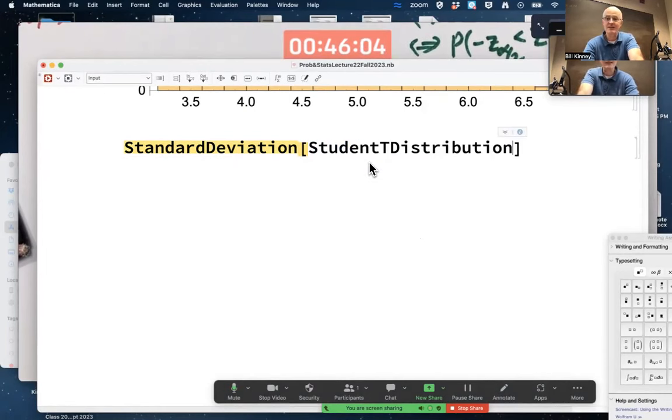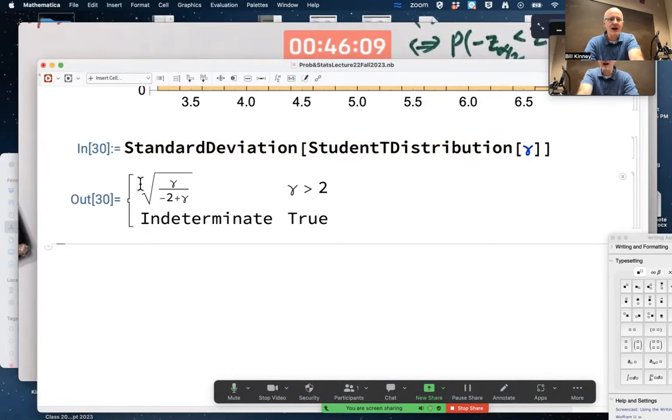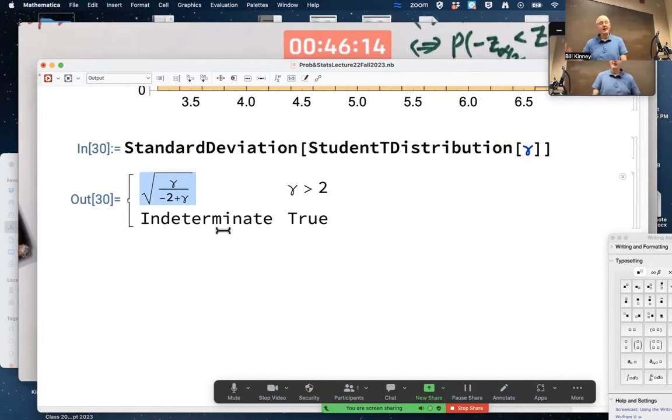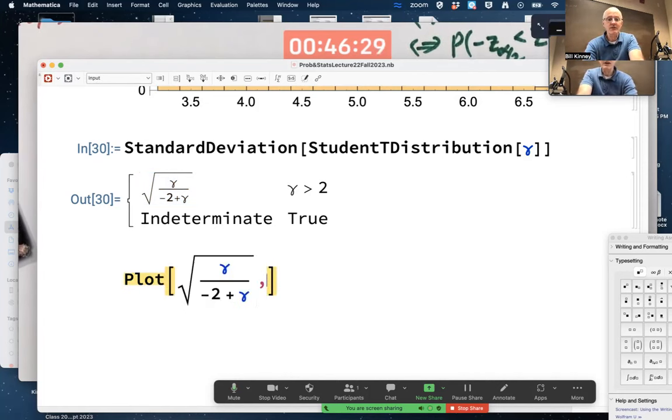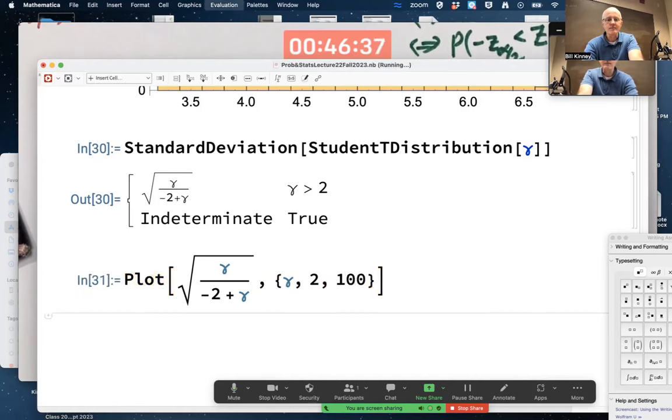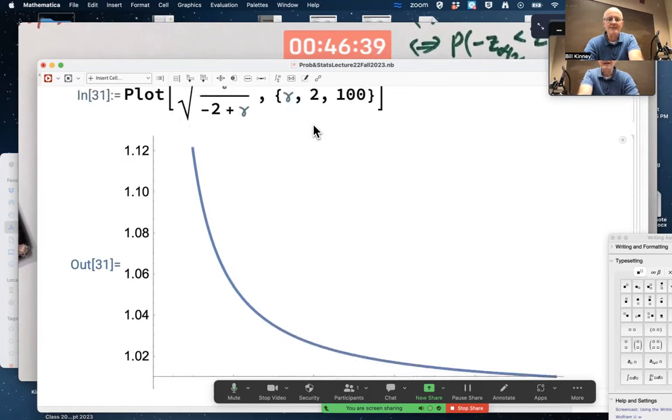Mathematica does student t distribution with gamma degrees of freedom. If little gamma is greater than 2, it's that. Evidently, if little gamma is 2 or 1, maybe the standard deviation does not exist. Yeah, if you plot this thing as a function of little gamma, starting near 2 and going upward, it looks like that.